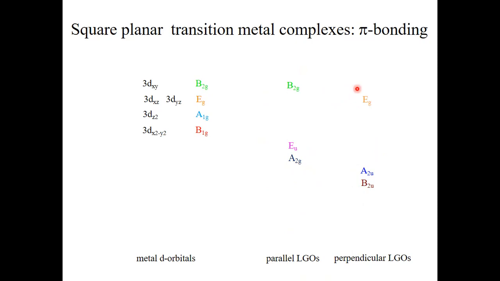So from that it becomes clear that the 3dxy, which has B2G symmetry, interacts with the parallel LGO, which has B2G symmetry. So the EU and the A1G do not interact with any d orbital. Among the perpendicular LGOs, these EG LGOs interact with the dxz and the dyz. So the A2U and the B2U do not find a bonding partner with the metal d orbitals. However, we want to be more accurate.